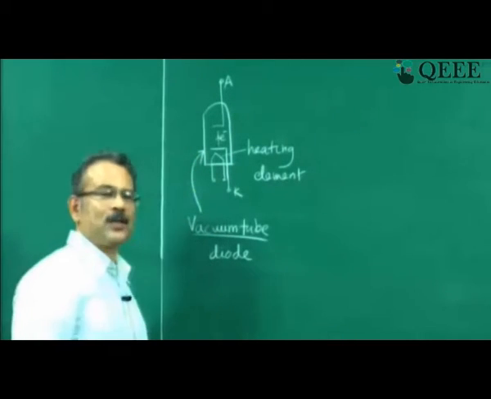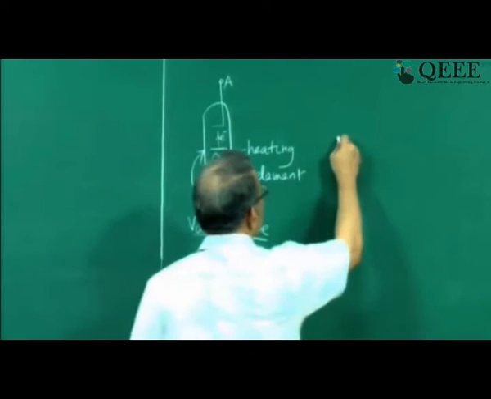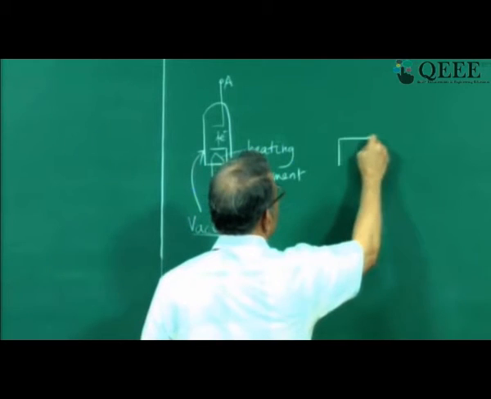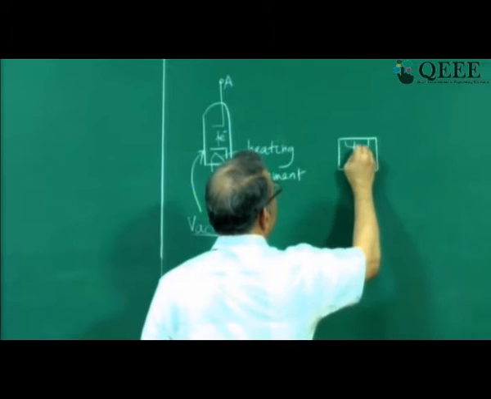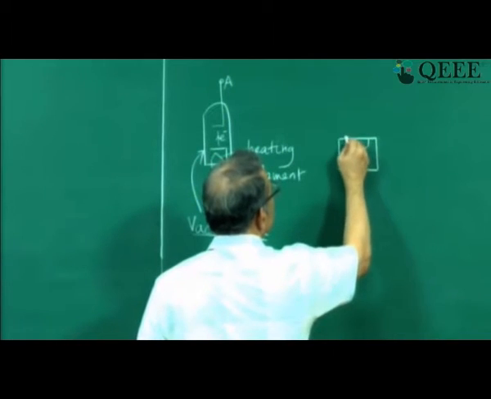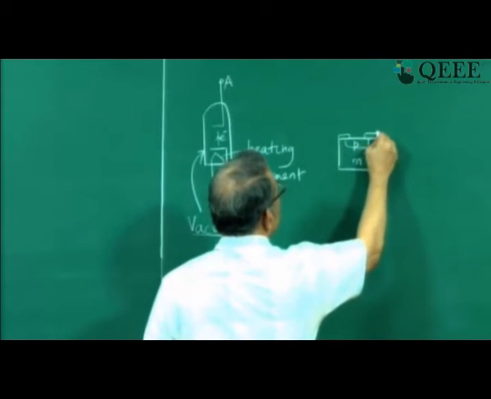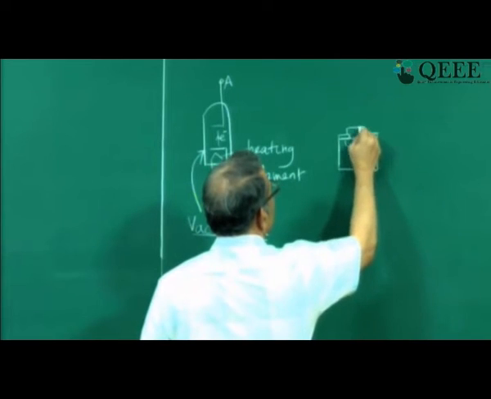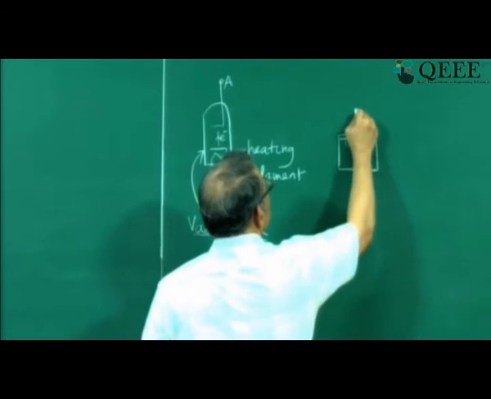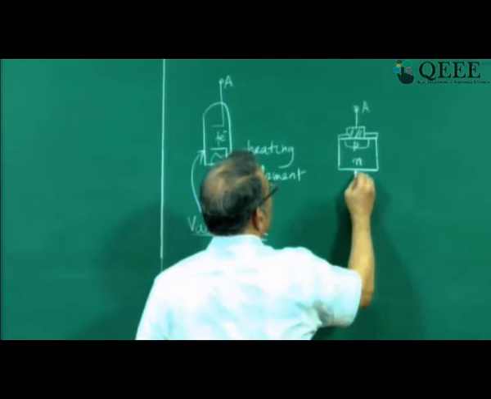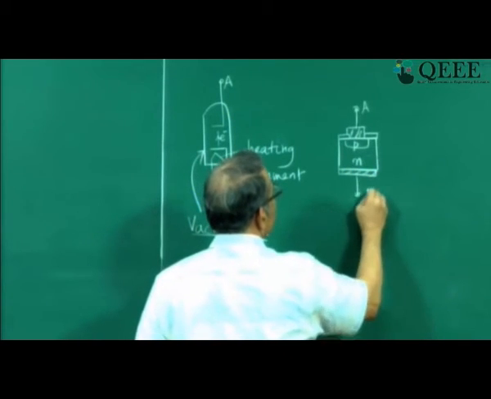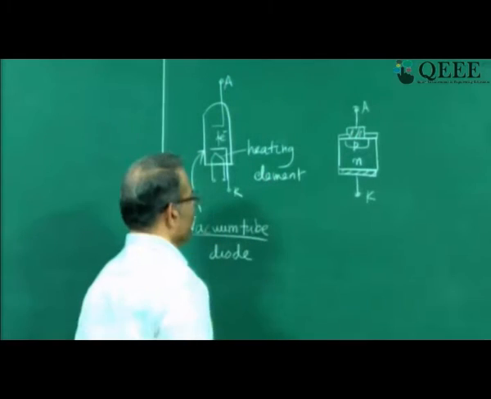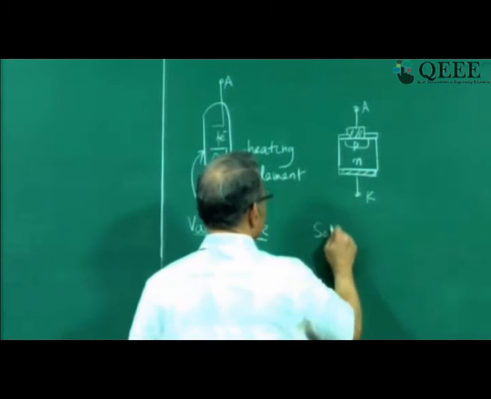In a solid state device, on the other hand, let me draw a solid state diode. All of you perhaps know this P-N junction. So this is P, this is N, and you have a terminal here, this is the anode, and a terminal here which is the cathode. So this is a solid state diode.